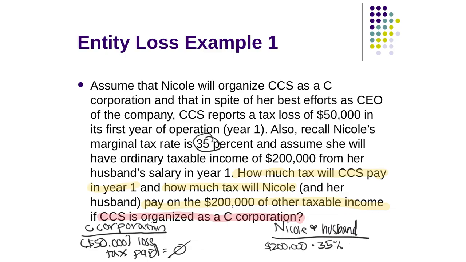So then their tax paid, let me see if I can do this math in my head. Maybe not. I'm going to get a calculator real quick. Let's see, 200,000 times 35%. That gets us $70,000 in tax paid.